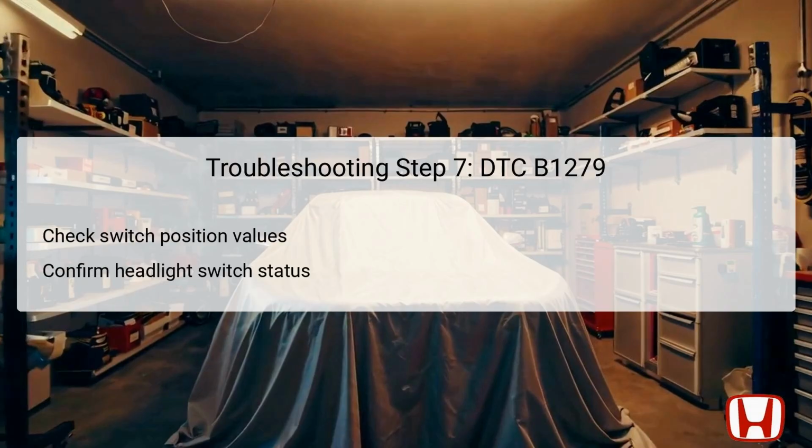Now you will check the position values for each combination light switch via the Data List menu. This check includes verifying the headlight switch, where it should show on when activated and off when not using the passing function. For example, when the passing switch is operated, the data list should read accordingly, thus confirming the operational integrity of the switch system.